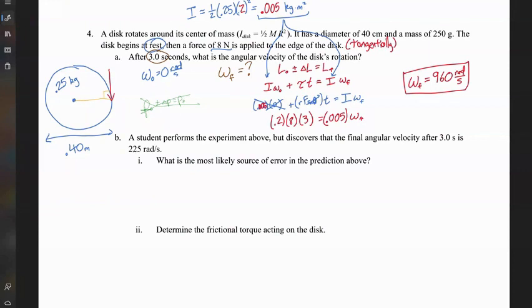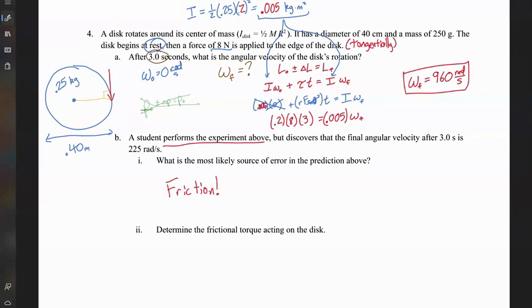A student performs the experiment above, but discovers that the final angular velocity after 3 seconds is 225 radians per second. We expected 960. 225, that's really low. What's the most likely source of error? Well, if it's a student performing an experiment, that means this is real life. And what did we assume? That's not true. Friction.